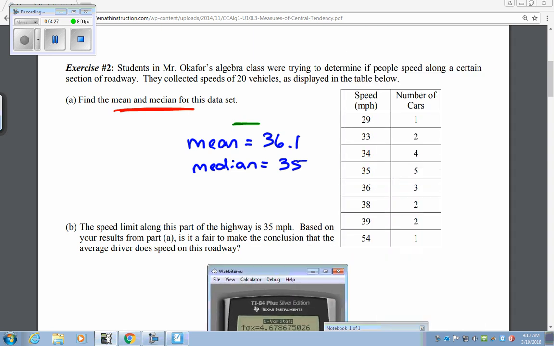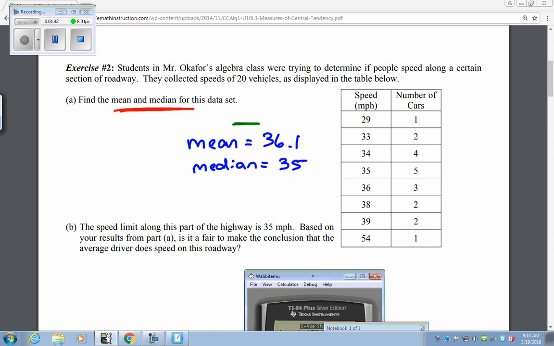And then for part B, it says the speed limit along this part of the highway is 35. Based on your results from part A, is it fair to make the conclusion that the average driver does speed? Now, it kind of depends on how you would interpret speeding. But in the case of what I would call safe, it is anything under 10 miles over the limit. So if I look at these data right now, I really only have this one person that was speeding. Everyone else was pretty much at the limit or below it. So does the average driver speed?